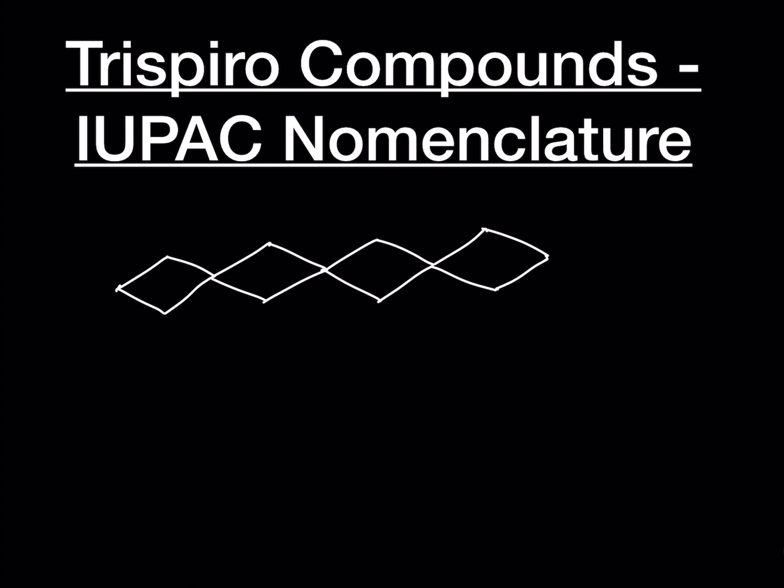Hello everyone. In this video, we are going to work out the IUPAC nomenclature of Trispiro compounds. As you might have guessed, these molecules contain 3 4-degree carbons or 3 spirocenters. One is here, another is here, and another is here. And therefore, our secondary prefix is going to be Trispiro.